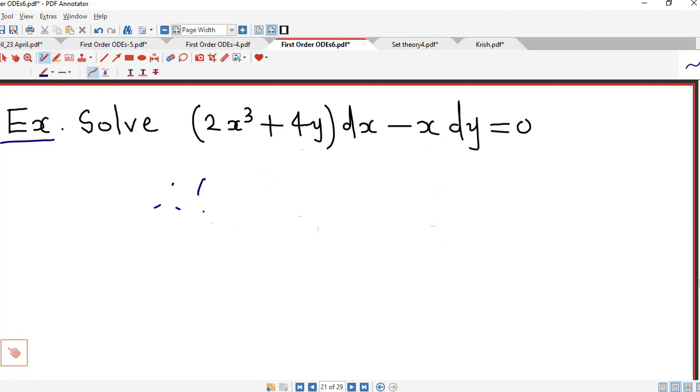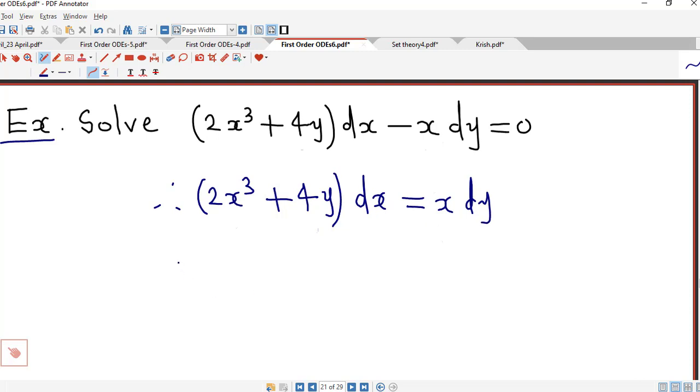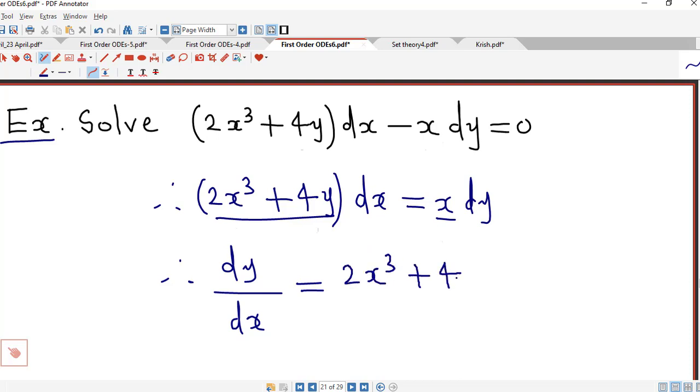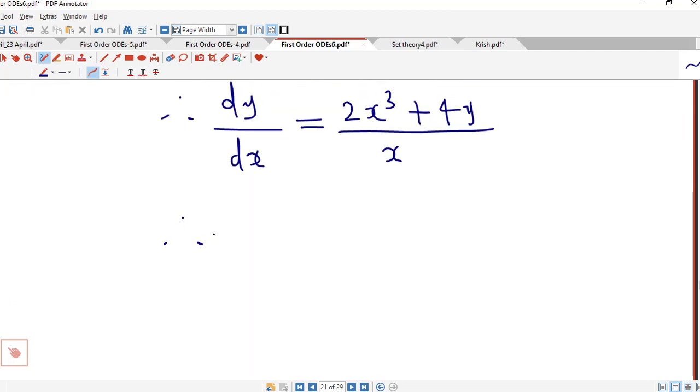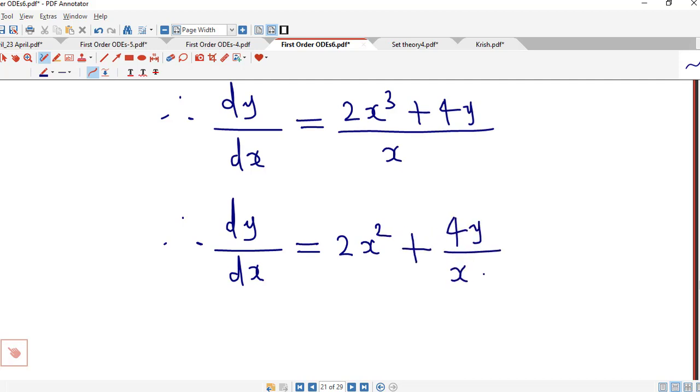So for that we rewrite this equation as 2x cube plus 4y dx equal to x dy. Then we find out dy by dx. So dy by dx is, we divide this quantity by x and we take dx on the right hand side. So we have 2x cube plus 4y over x. Therefore dy by dx is 2x cube over x, that is 2x square, plus 4y divided by x.